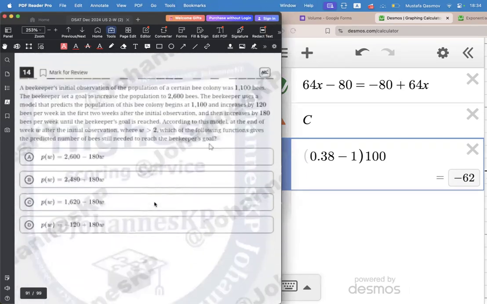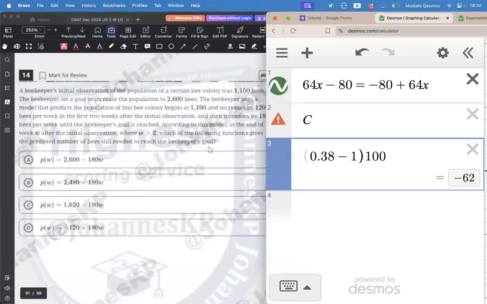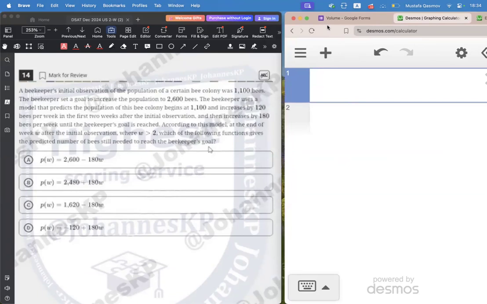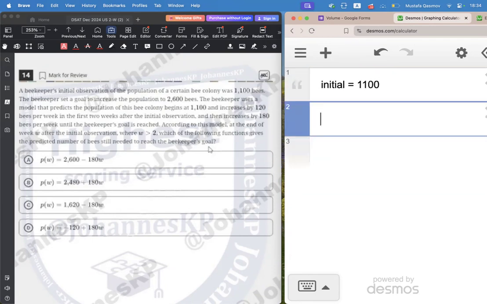Okay. 14. We look at this question with some of you. It says that initial observation is equal to 1100. We can write like that. Initial is 1100. And goal is 2600.